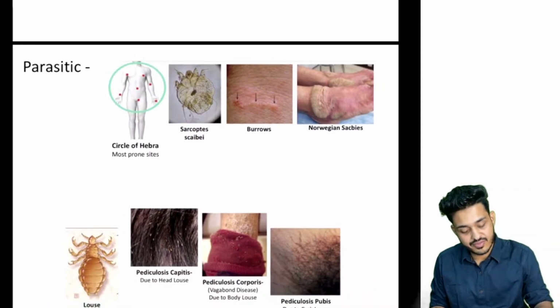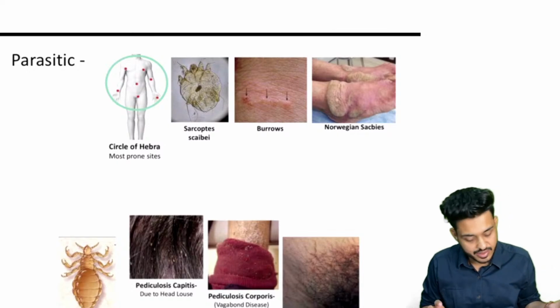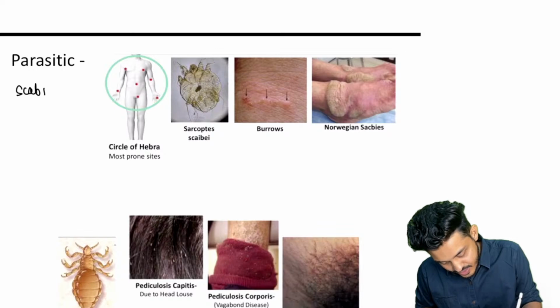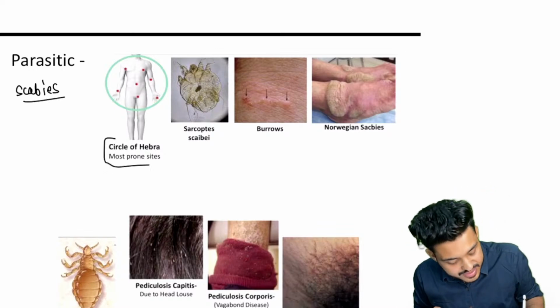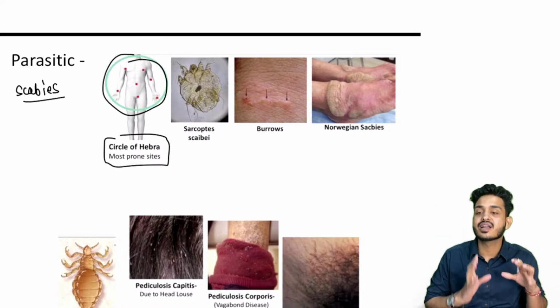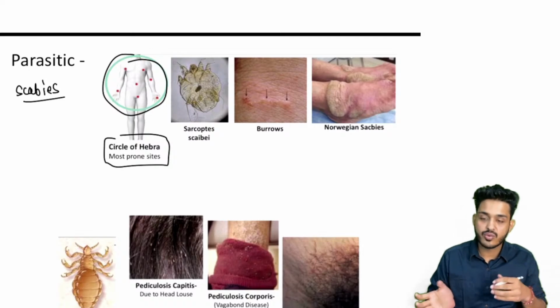Okay, parasitic infection. इसको देख के क्या लग रहा है? First thing, what are you suspecting, what is the infection? So that is nothing but your scabies, right? Scabies. And what is the most common site for scabies? That is your circle of Hebra. This is the area that is known as the circle of Hebra, और यहाँ पर सबसे ज़्यादा scabies होता है. This is a water wash disease, right.